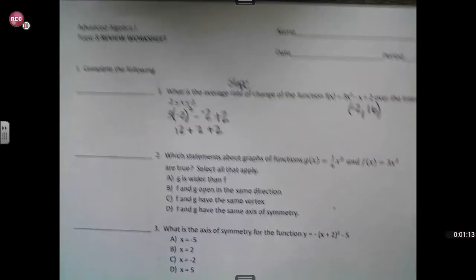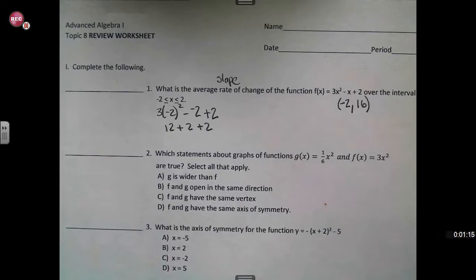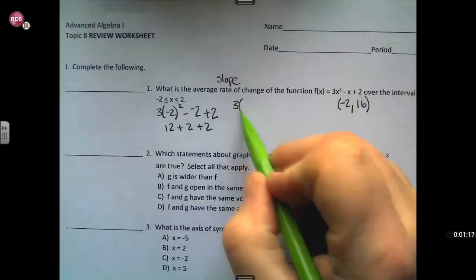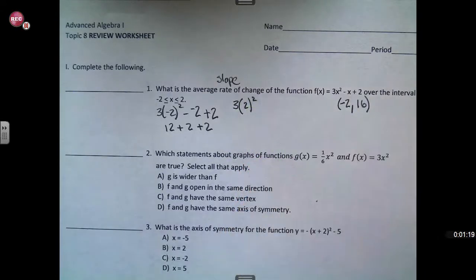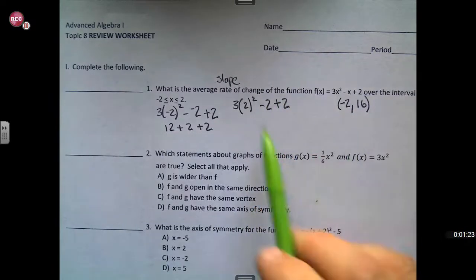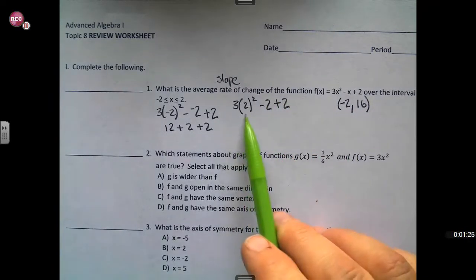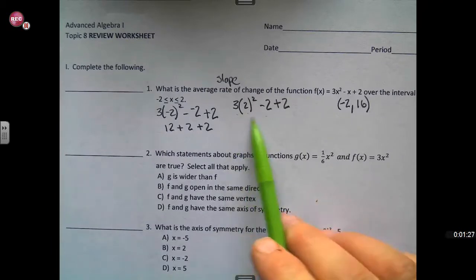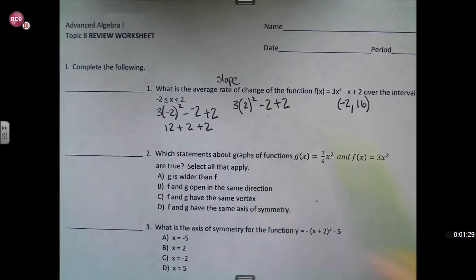And now I plug in 2, and I get 3 times 2 squared minus 2 plus 2, or that's going to be 4 times 3 is 12, minus 2 is 10, plus 2 is 12. So the other point is 2, 12.